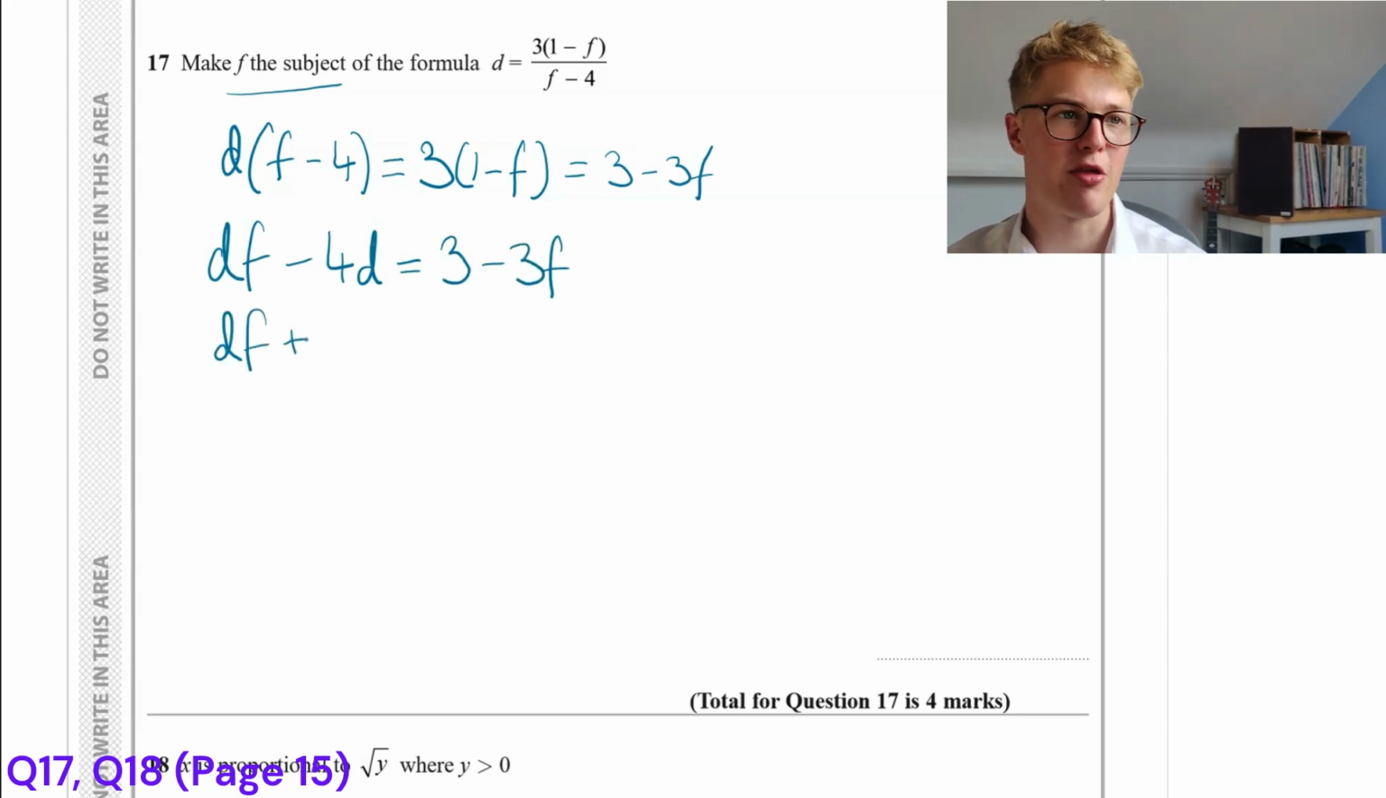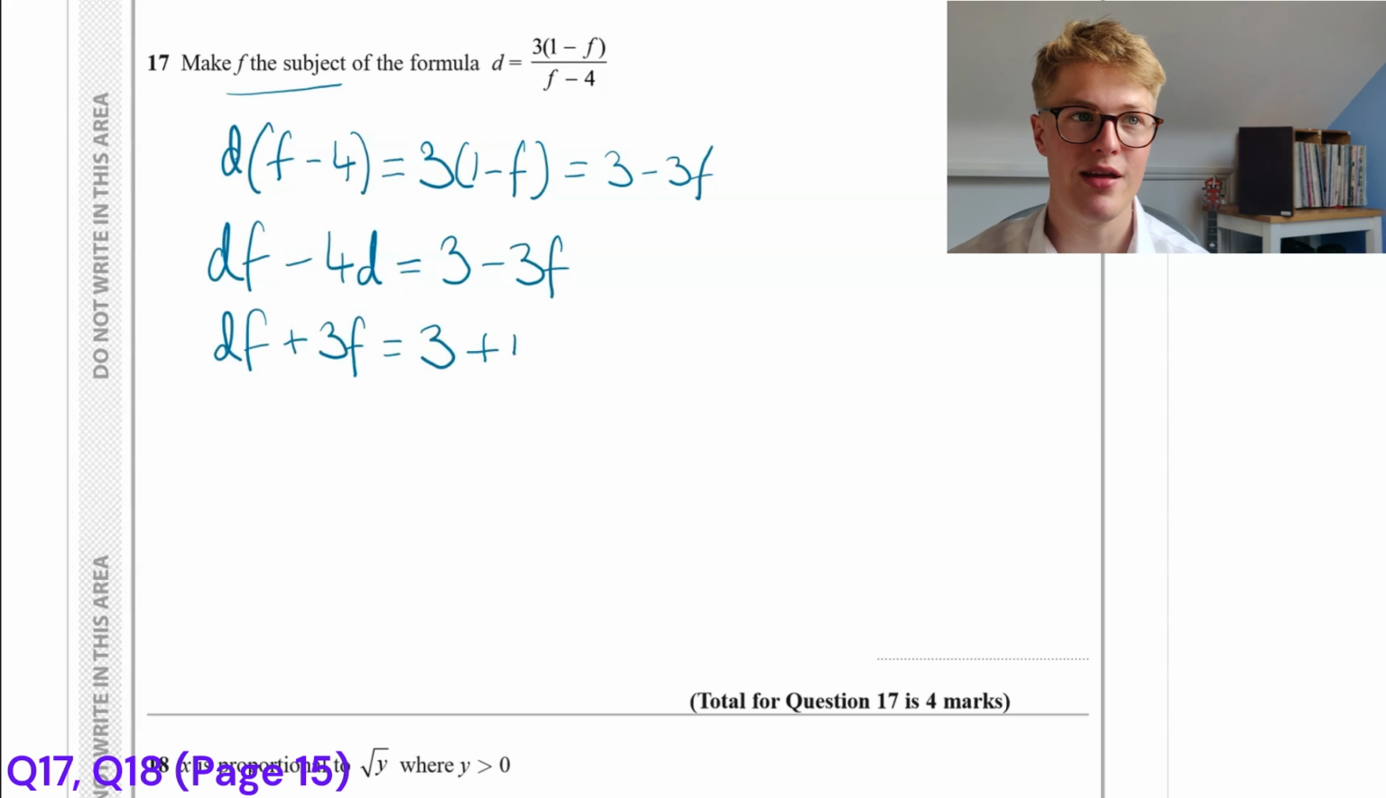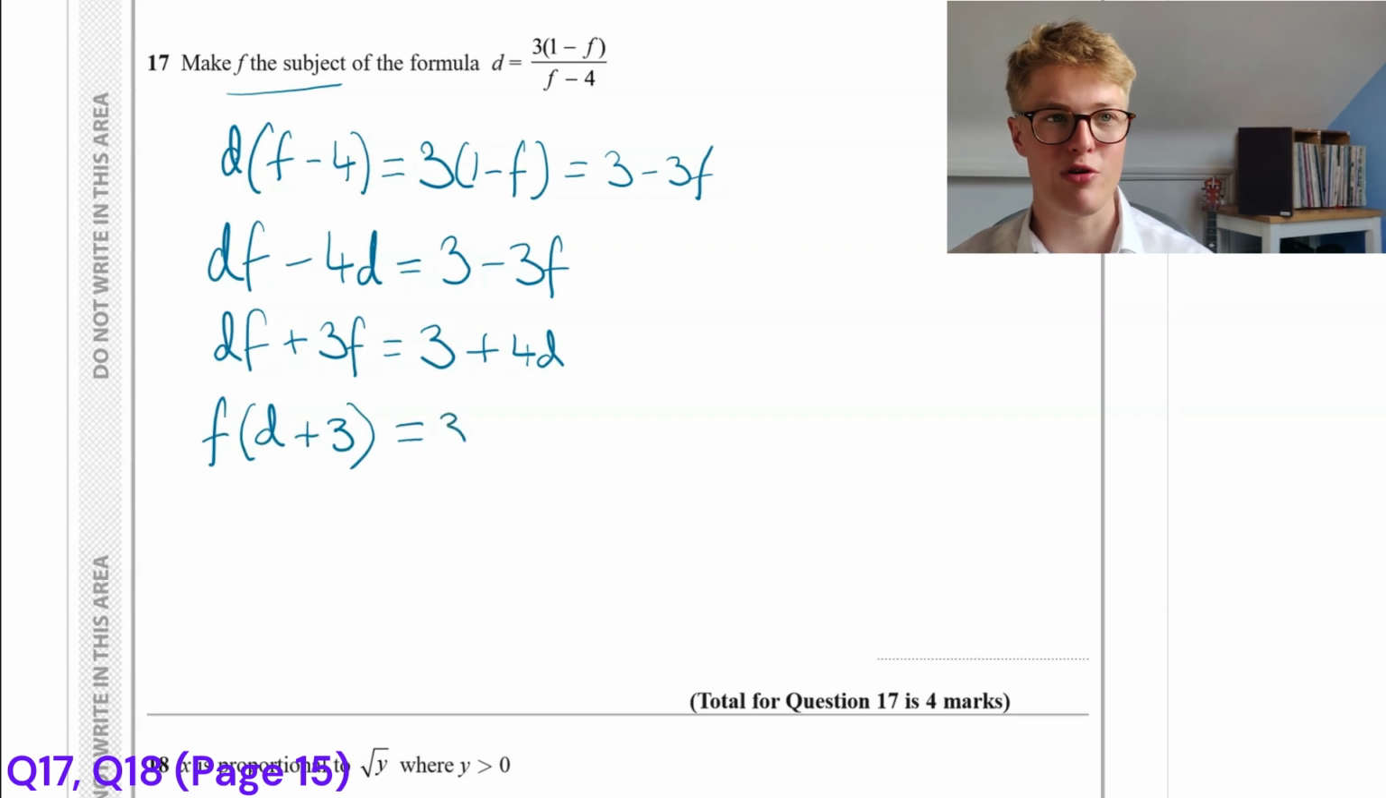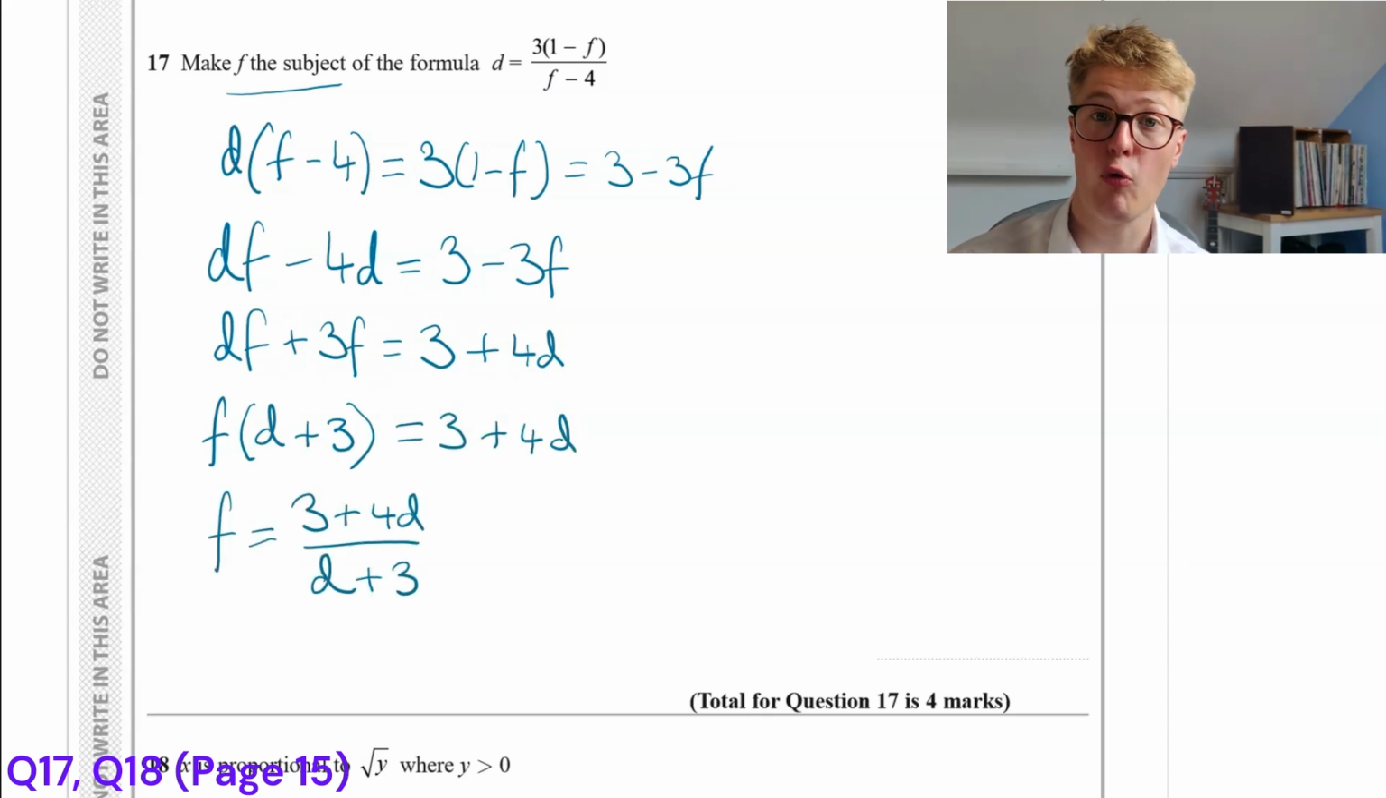Then we get df plus 3f is equal to 3 plus 4d by moving all the f terms to one side. We can then factor f out of the left hand side, so we get f times d plus 3 is equal to 3 plus 4d, and then we rearrange to get f is equal to 3 plus 4d over d plus 3, which is our final answer.